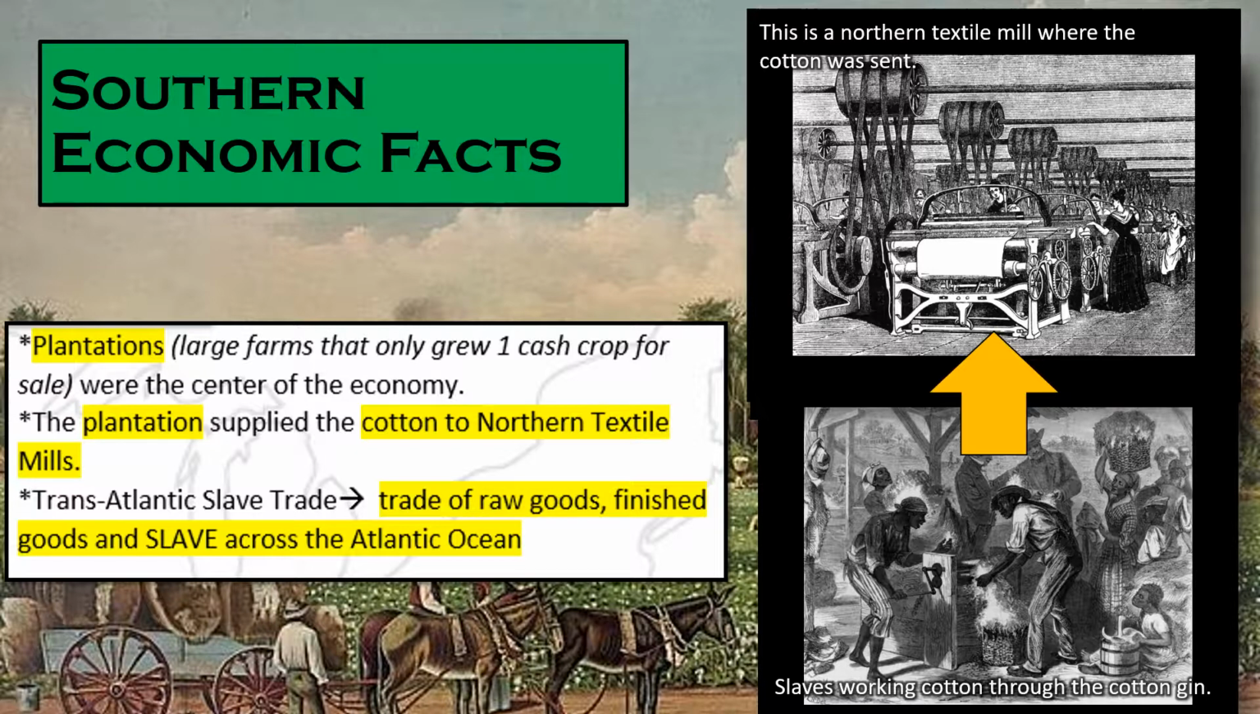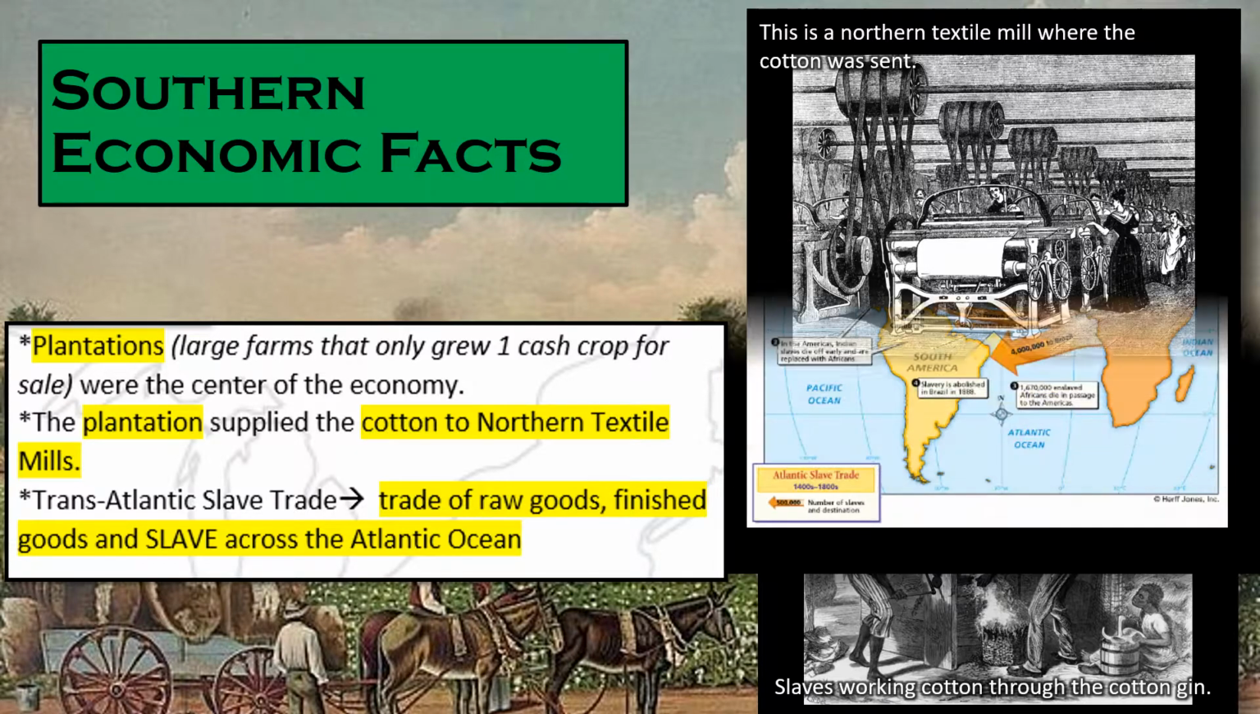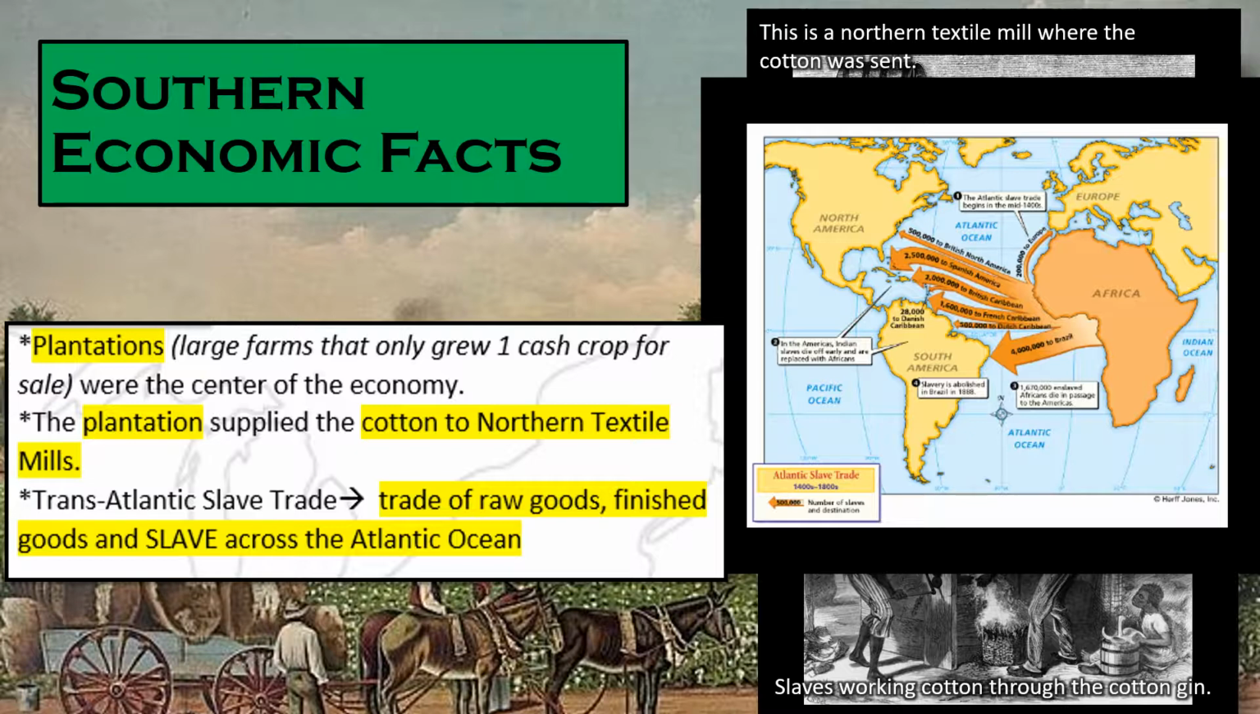And then you send it to the textile mills in the north, where they run it through the machines. And notice you have the women working in the factories. It's mostly, I say mostly, it was a lot of women working in the textile mills. And then here we have our transatlantic slave trade.